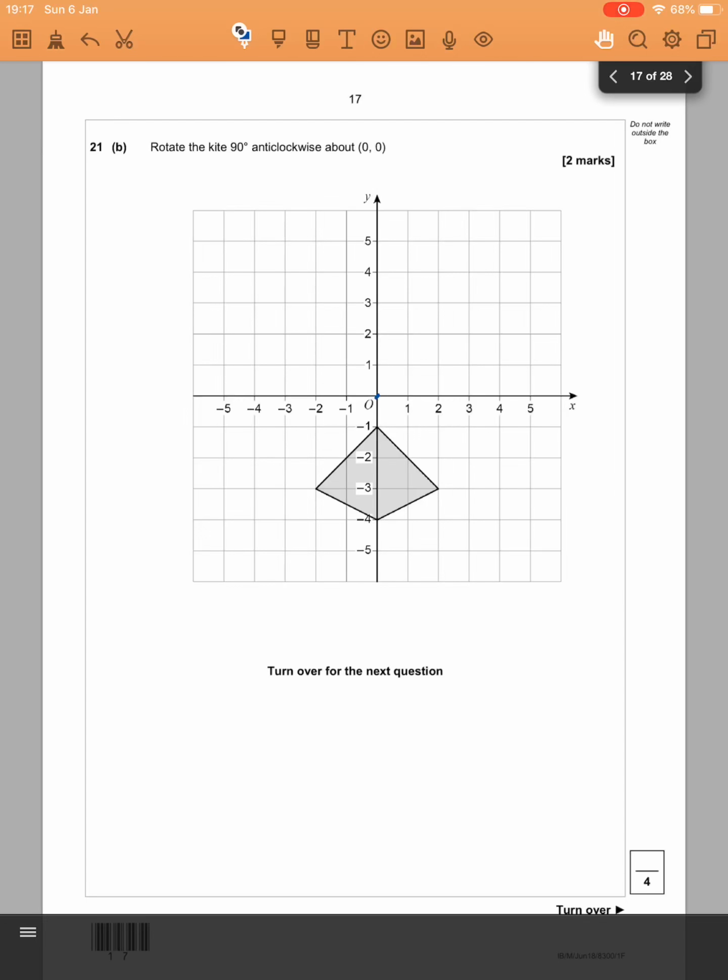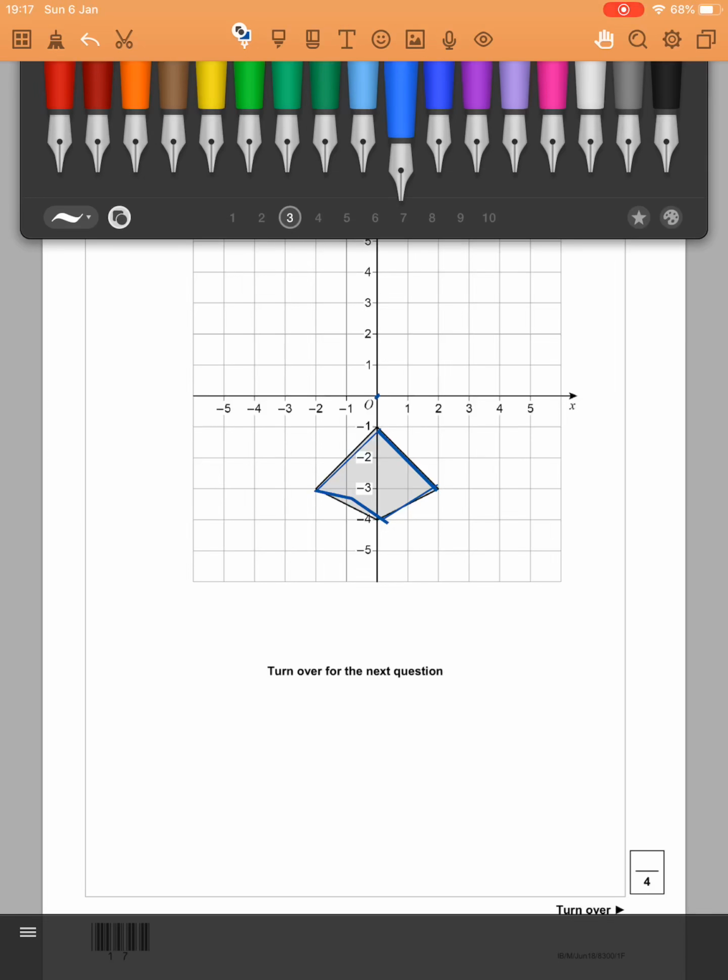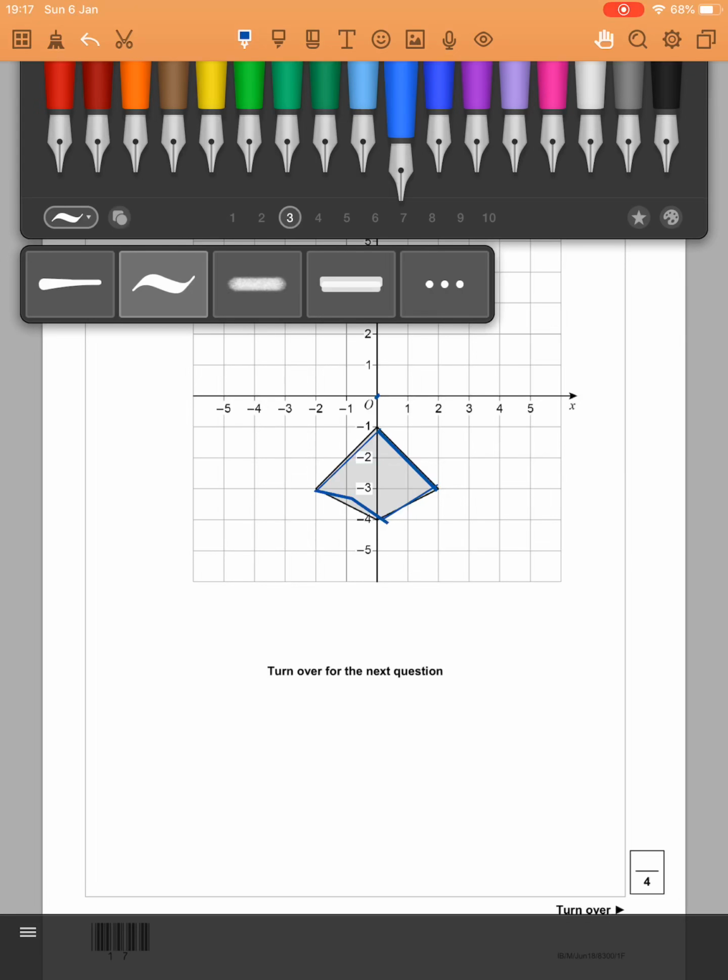21b, rotate the kite 90 degrees clockwise about 0, 0. So to do this, you'd take a piece of tracing paper, put it over your shape and over the grid, and trace over the shape. I can't do this on here, but the next thing you would do is put your pen on 0, 0, that's the centre of rotation you've been given.